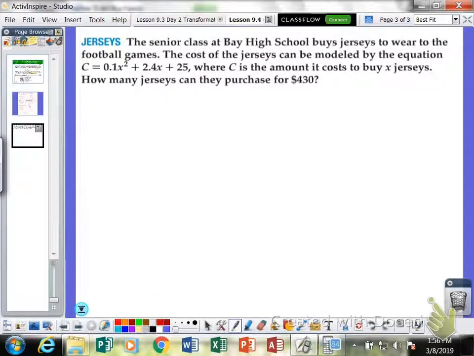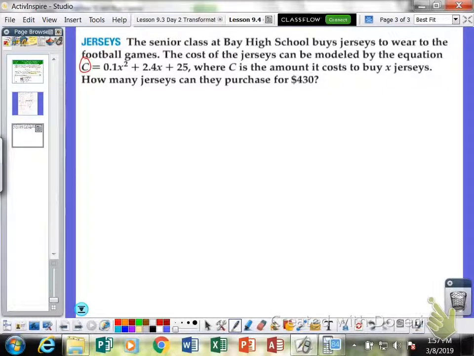And then the last one: the senior class at Bay High School buys jerseys to wear to the football games. The cost of the jerseys can be modeled by the equation, where C is the amount it costs to buy x jerseys. How many jerseys can they purchase for $430? So the 430 is our cost C.